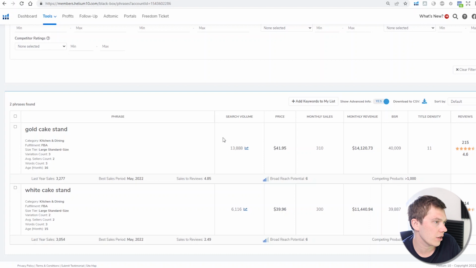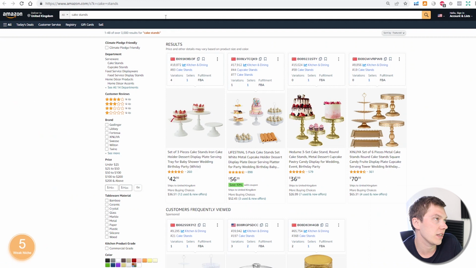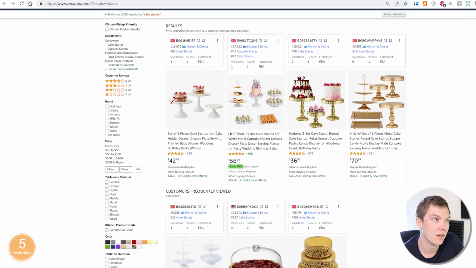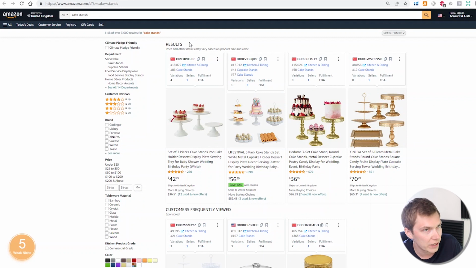More people are using the search term gold cake stand than just cake stand on its own. 13,000 or nearly 14,000 people are using that, and white cake stand. So there you go. We've kind of got 2 additional data points to help us when it comes to thinking about what type of cake stand we want to sell. So that's really interesting. So I would now be contacting suppliers that sell white cake stands and gold cake stands.